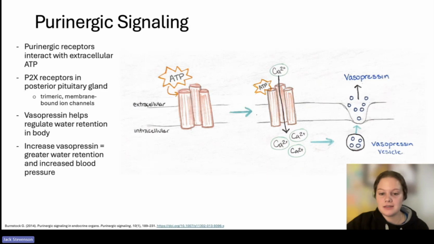And so calcium will then rush into the cell and cause your vasopressin-containing vesicles to begin to move towards the membrane so that vasopressin can be released into the bloodstream. And vasopressin helps regulate water retention in the body. So the more vasopressin you have in your bloodstream, the greater water retention you'll have, which will increase your blood pressure.